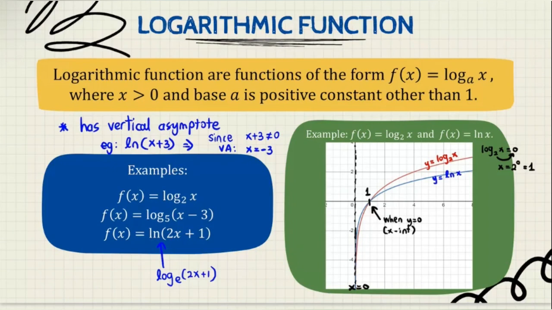Kalau tengok kat sini, log base 5 untuk x - 3, the asymptote will be x = 3. Nanti graf kita tak akan melepasi value tersebut. Kalau 2x + 1, so 2x + 1 should be not equals to 0. Nanti vertical asymptote dia will be x equals to negative half.